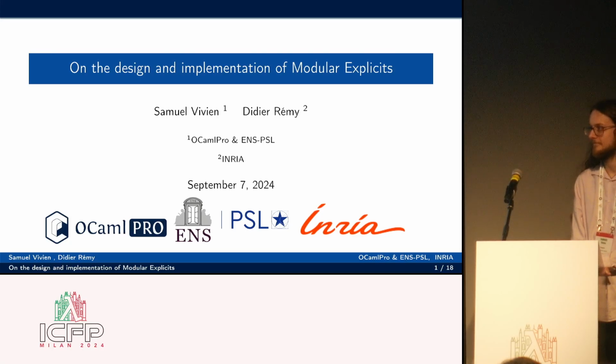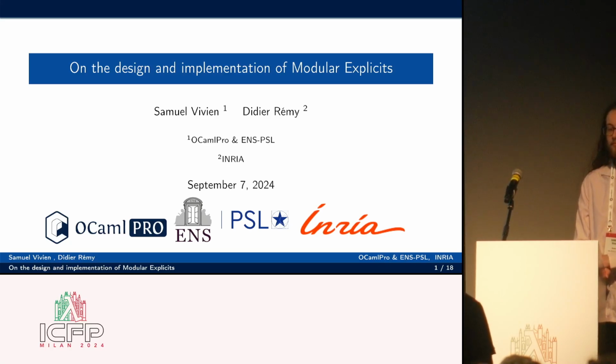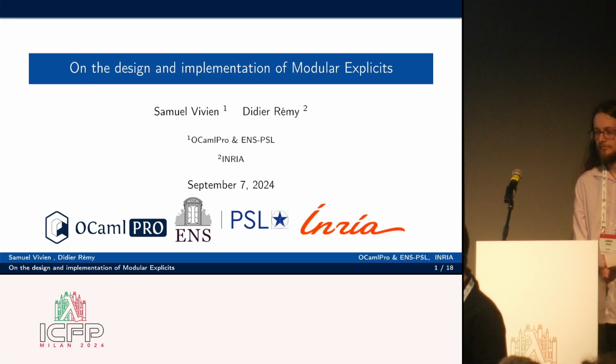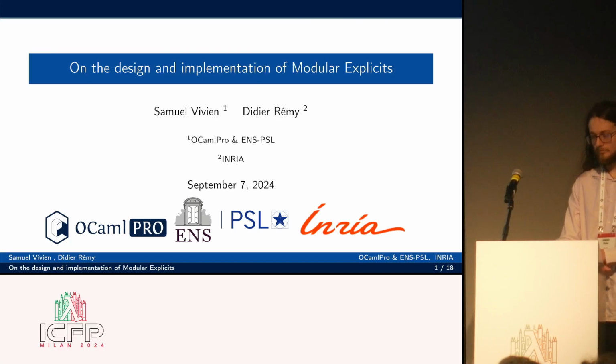And for that, Samuel has been waiting. I'll now give the mic to Stefan to introduce Samuel, and we can get started. Great, thank you, and everybody welcome to the first session of the workshop on compiler features and optimizations. Our first talk will be Samuel Vivien talking about the design and implementation of modular explicits.